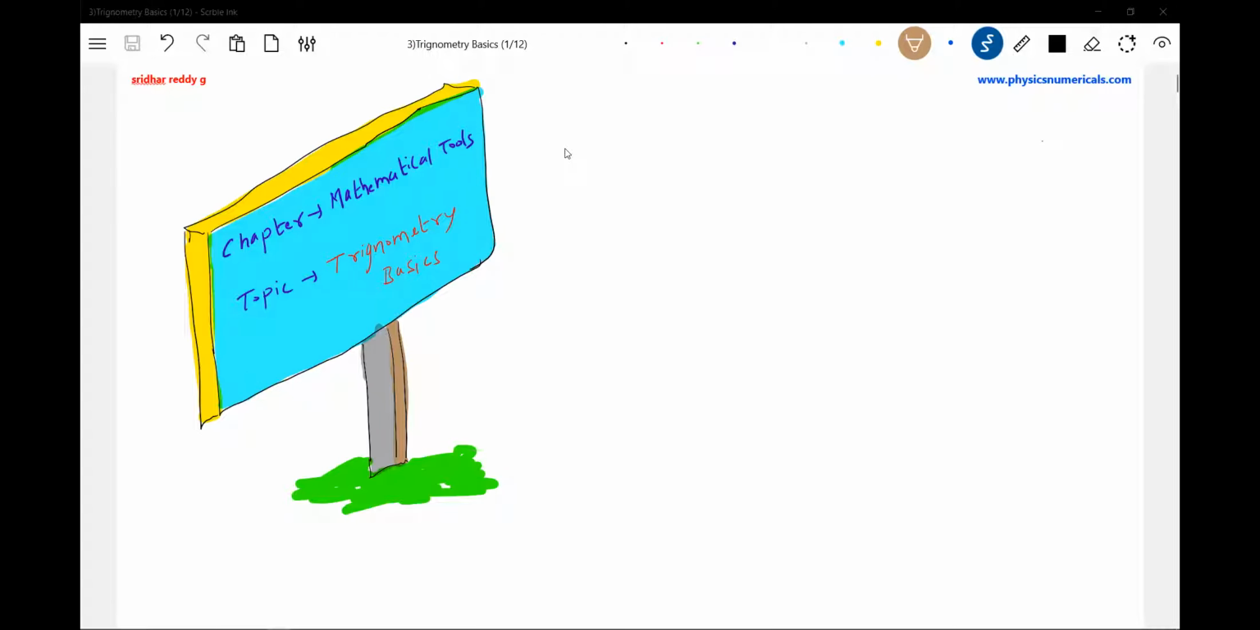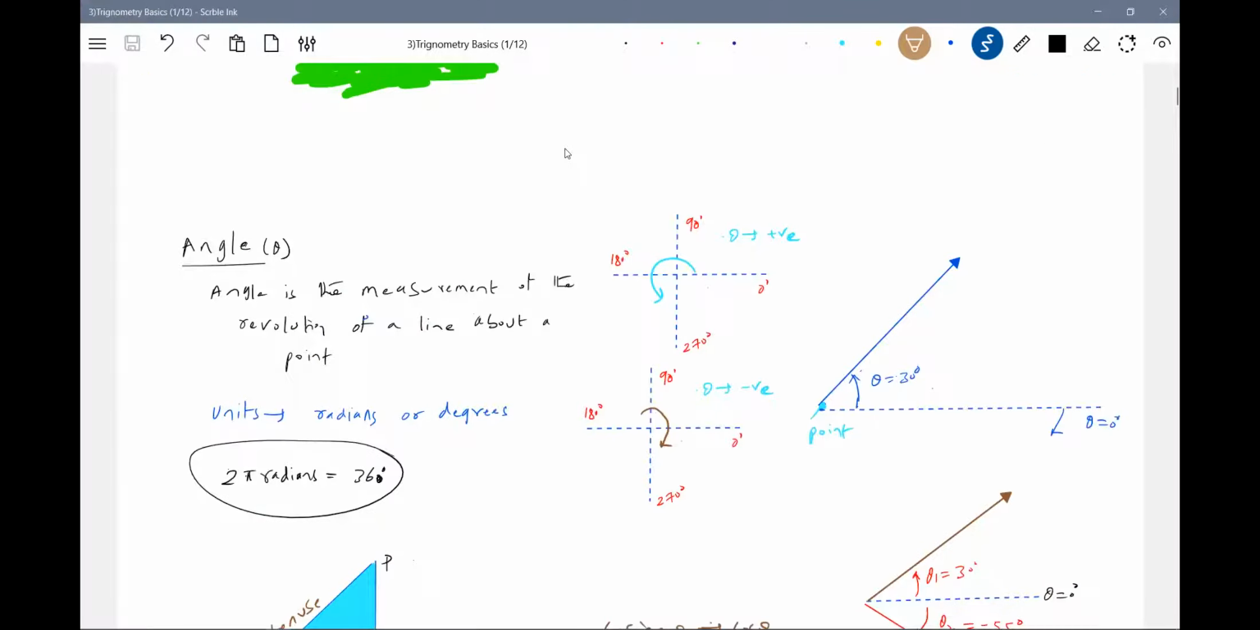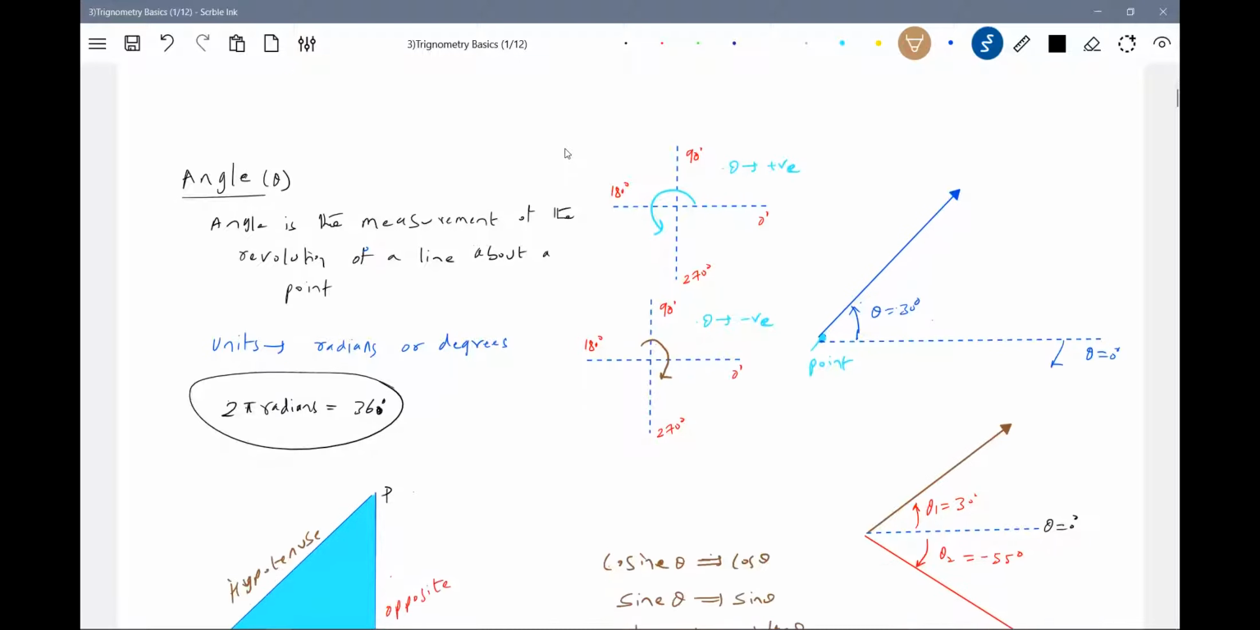So what we are studying is the basics of trigonometry. Most of you might have already come across these things in high school, so we are going to explore those things again. Now, let me first define angle measurement. So what is that angle? Usually the symbol for angle is theta, phi, or alpha. The universal symbol we use is theta. So we are going to define what we mean by angle.